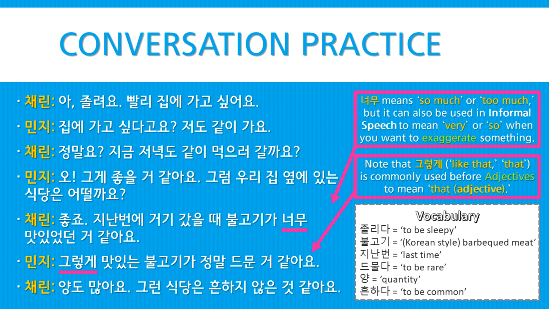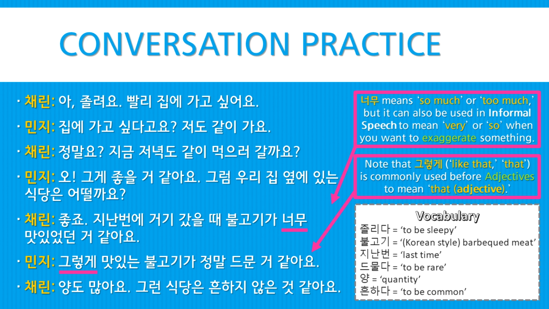그렇게 맛있는 불고기가 정말 드문 것 같아요. I think that kind of delicious 불고기 is really rare. Note that 그렇게, meaning like that or that, is commonly used before adjectives to mean that adjective. So here, that delicious. So, 불고기 that is that delicious, present tense adjective.